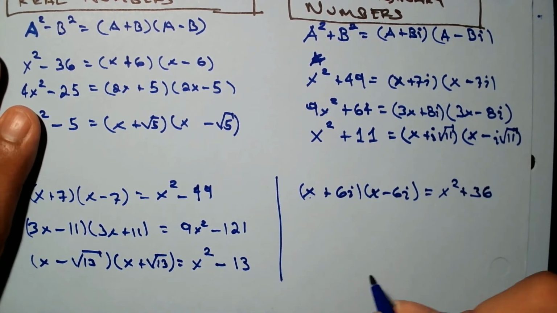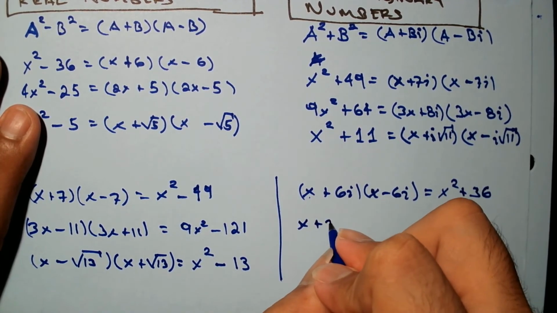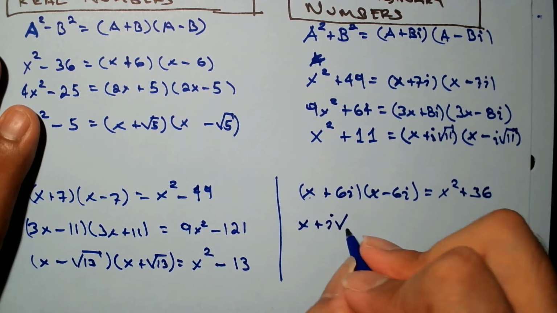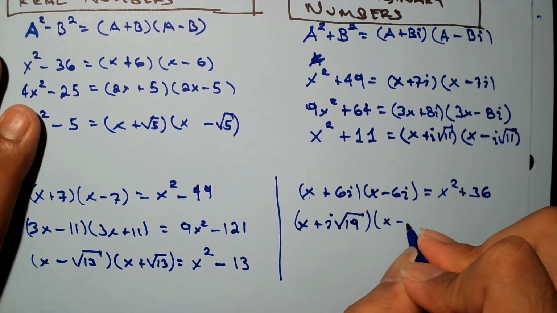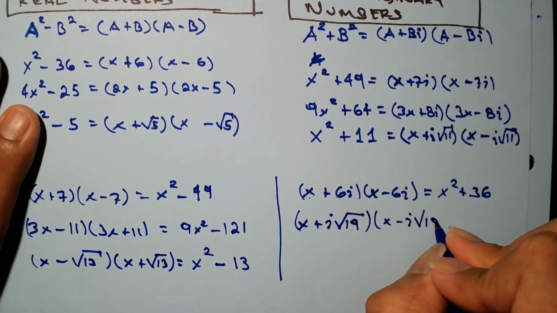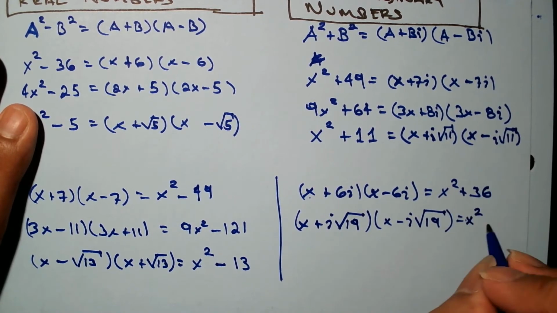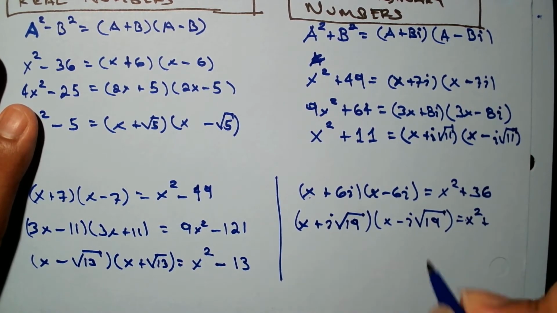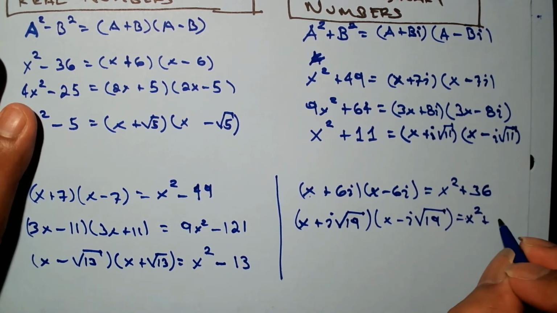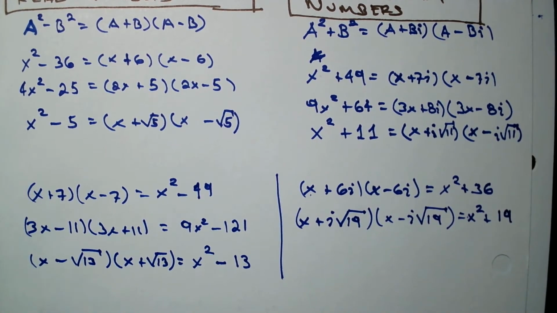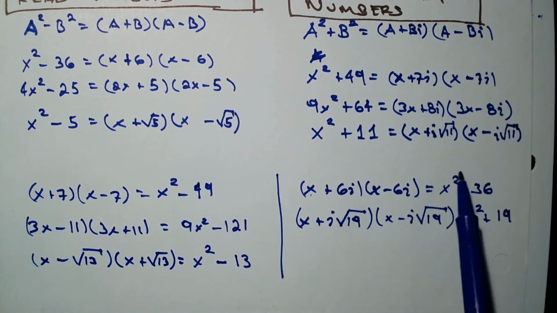And then what else? For example, x plus i root of 19 times x minus i root of 19. In this case, this is x squared plus the square root of 19 quantity squared; the root with the radical and the root with the power cancel, and we get x squared plus 19. Of course, if you want to do the foiling of this, you should get this.